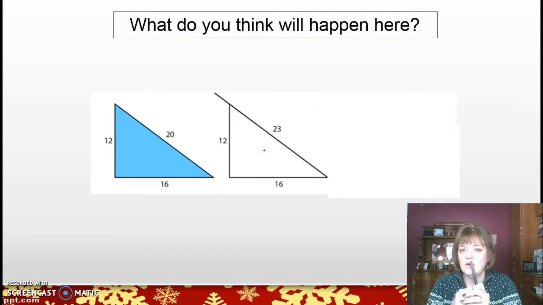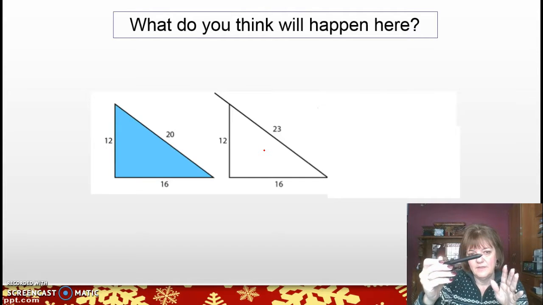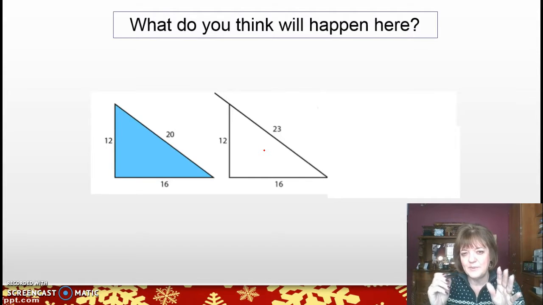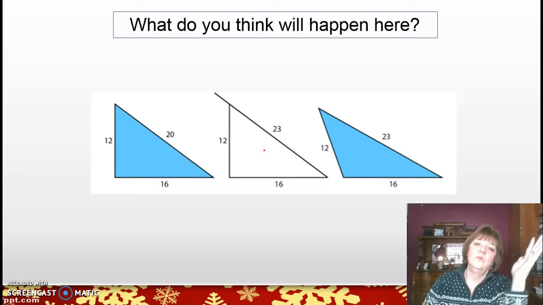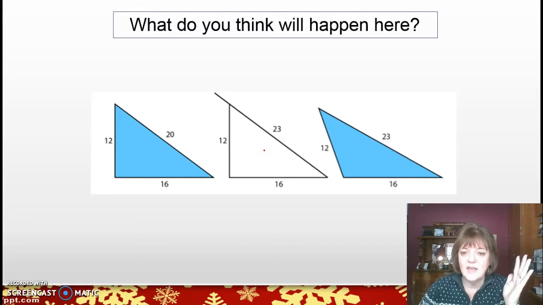Start with the same triangle, but what happens if we make the longest side longer than that? What happens to our 12? It's not going to go in, is it? It's going to go out. And what happens when we go out? We have to make it bigger. That angle there becomes bigger.